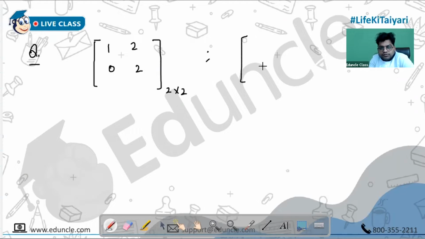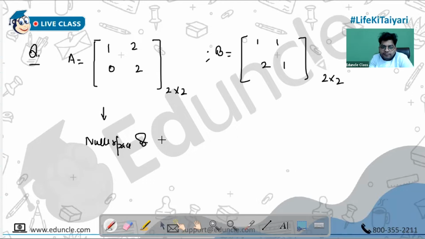And somebody is saying 1 1 2 1. Okay, this is also a 2 cross 2 matrix. This is A, this is B. Somebody is interested to find the null space of A. Do you know what is the meaning of null space? Can you find it? And somebody is asking how to find the range space of B.